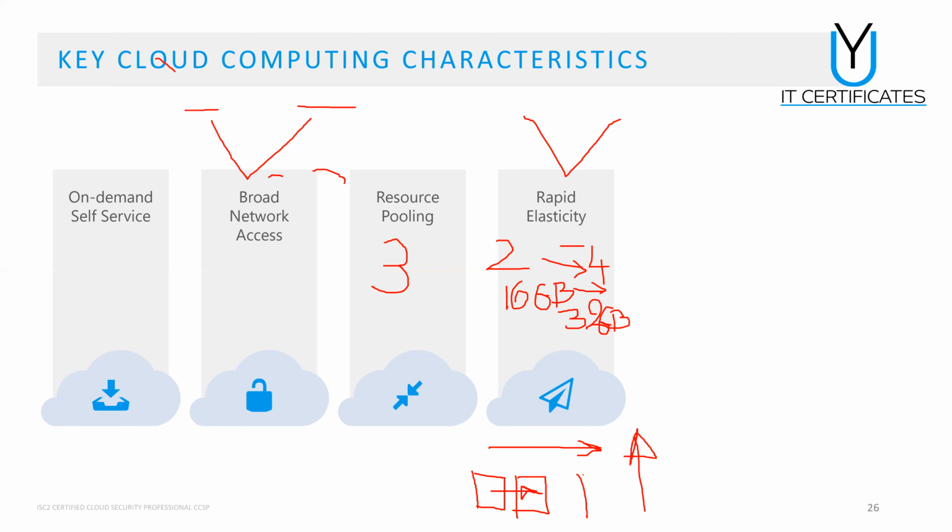There is another scenario. If you have one server, instead of adding one more server, you can increase the processors, memory, and so on. This is called vertical expansion, and both of them are supported in cloud computing. Okay.